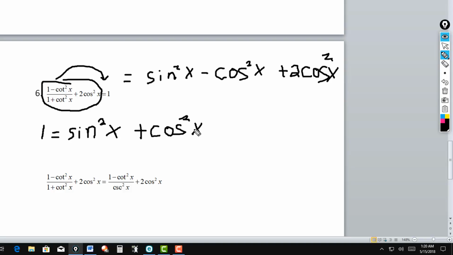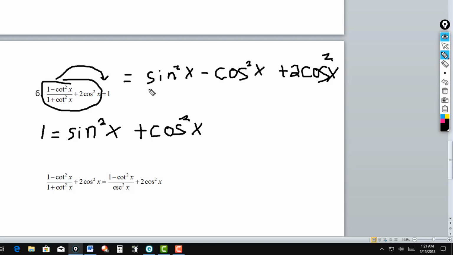I actually added 0. I added 0 because I added minus cosine squared and plus cosine squared. The plus cosine squared added to this one, that's how I get 2. So you can see if I add these two, I get this. All I did was add 0, which doesn't change it.